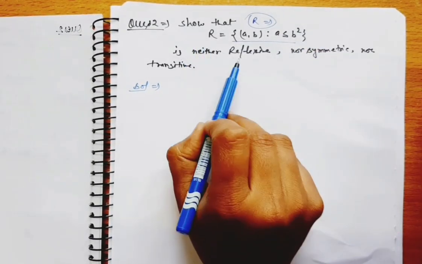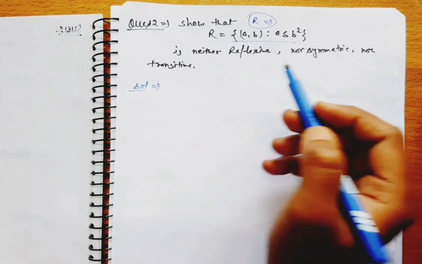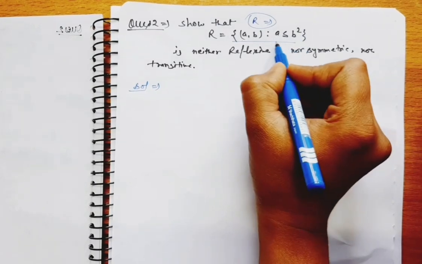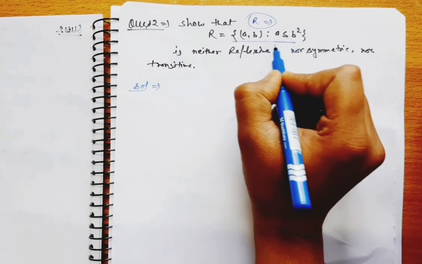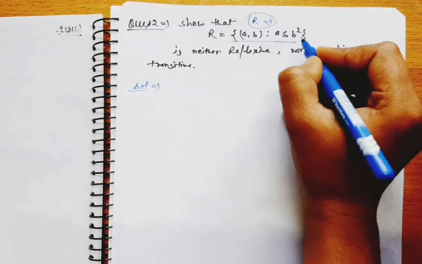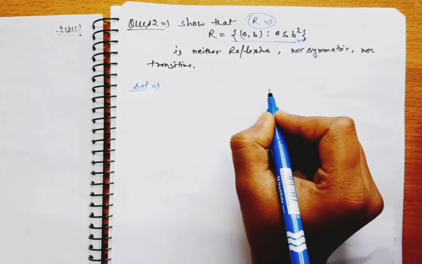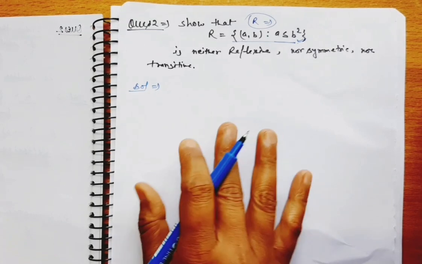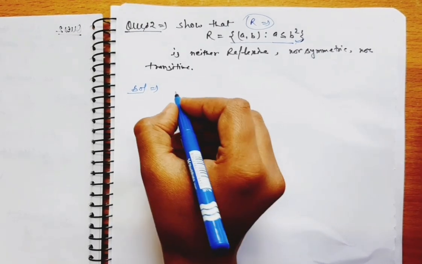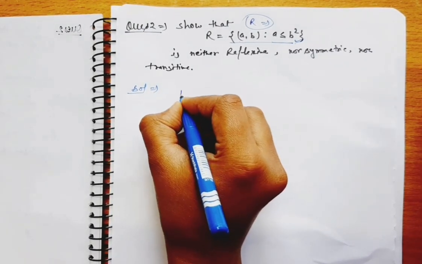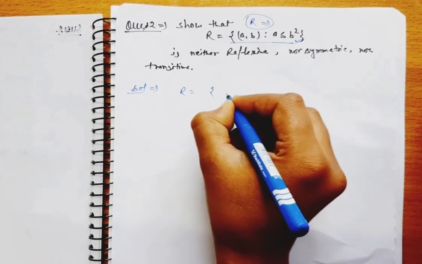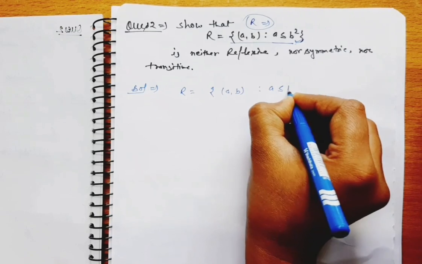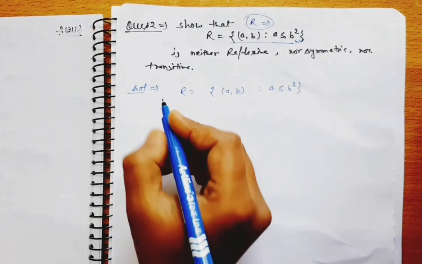When we have to show that a relation is not reflexive, not symmetric or not transitive, then we have to make only one example of any kind which is not supporting this condition. Then we can say that this is not reflexive, not symmetric and not transitive. So first of all, we will start with the set R, (a, b), the given relation is a is less than or equal to b square.